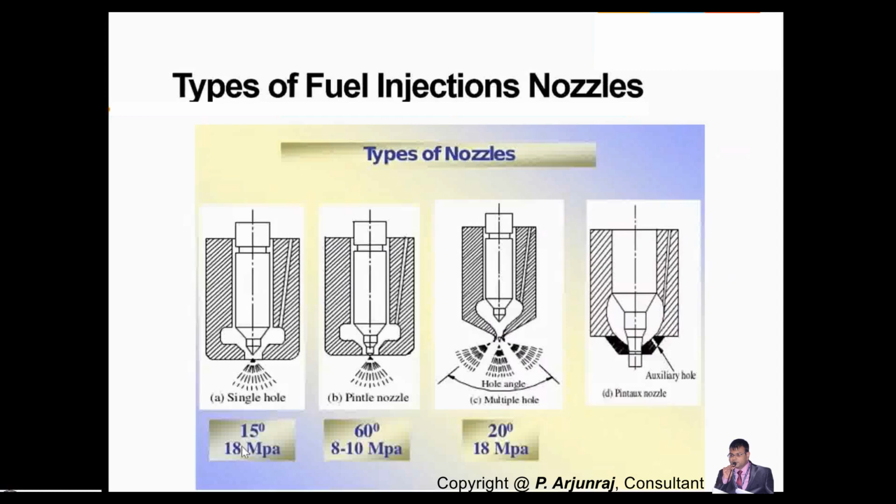Basically, in the case of single hole, 18 megapascal, and in the case of pintle, it varies between 8 to 10 megapascal. And in the case of multiple hole, it is 18 megapascal. And the fuel gets injected before top dead center. You see the different angles. Even you can go for multiple injection strategies also, with the help of this type of nozzle.